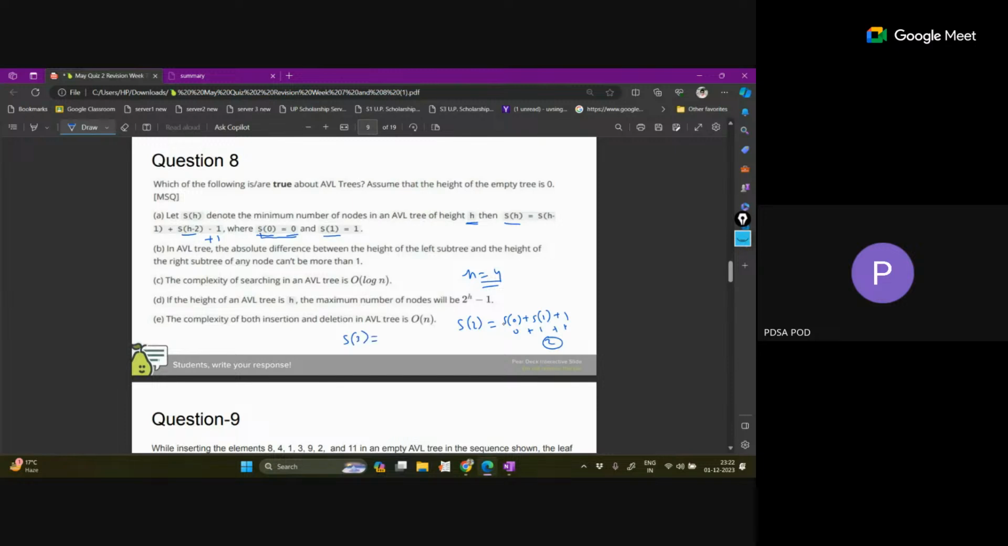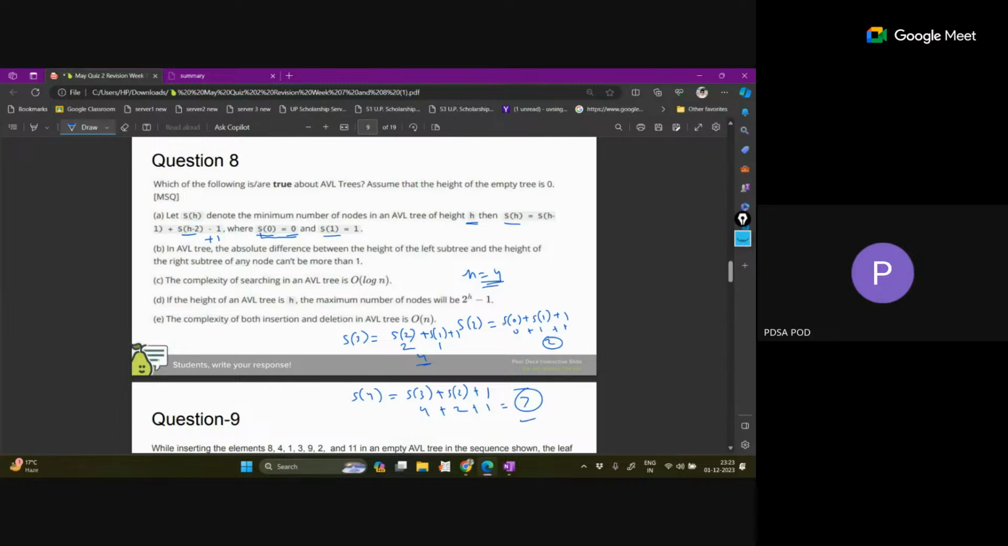Now you can calculate S3. So S2 plus S1 plus 1. This value is 2, this is 1, and this is 1, so total 4. Now S4, you will get S3 plus S2, then plus 1. So S3 is 4 plus S2 is 2 plus 1, so this is 7. So for height h equal to 4, 7 is the minimum number of nodes.